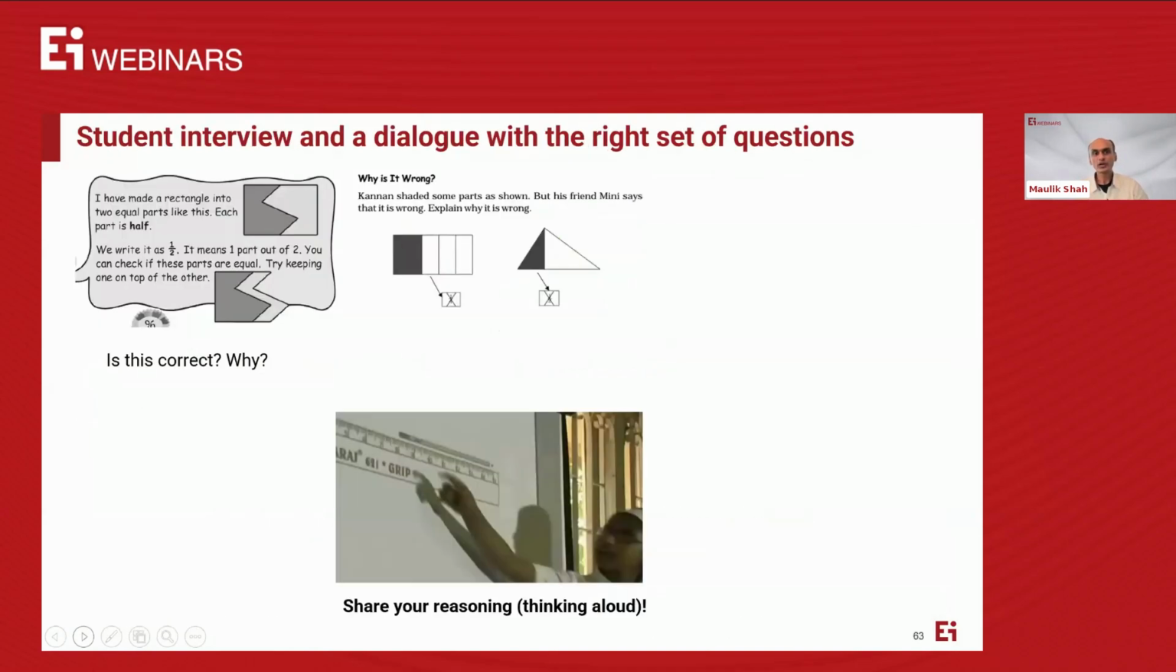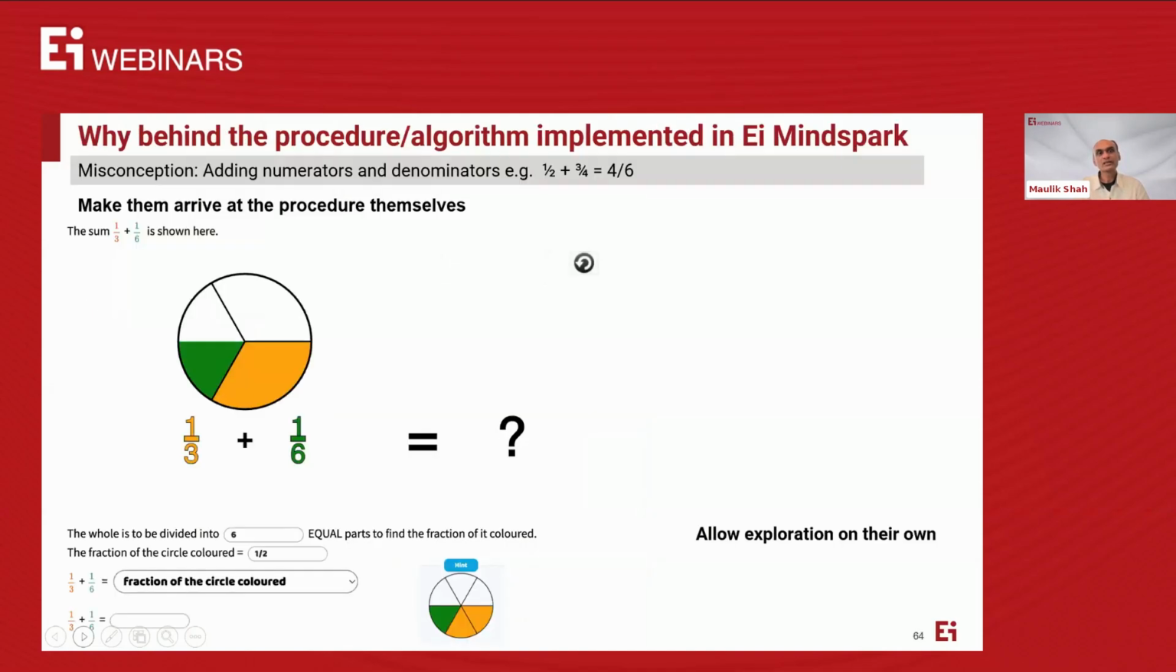Yeah, you can also do student interview and dialogue as we had already talked earlier. Bring these questions which elicits productive struggle. Ask them to share rationale, why this shape is not half, why this shape is not 1/4, and things like that. Next one.